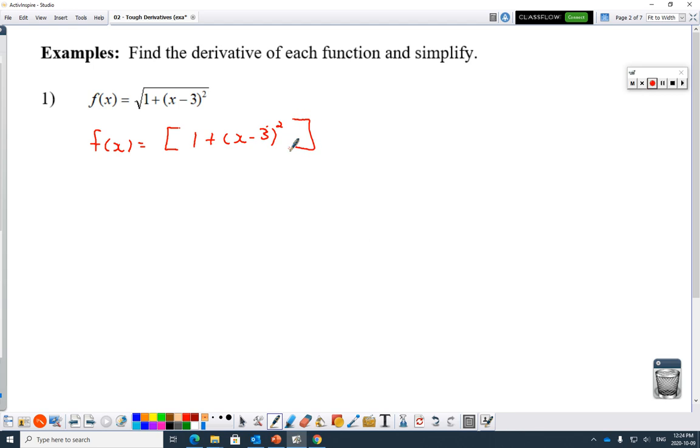Square brackets really help me to organize my thinking when I've got some chain rule stuff involved. Because if I didn't have the square brackets there, it would be easy to get confused between what bracket I'm talking about. So really nice to have square brackets here.